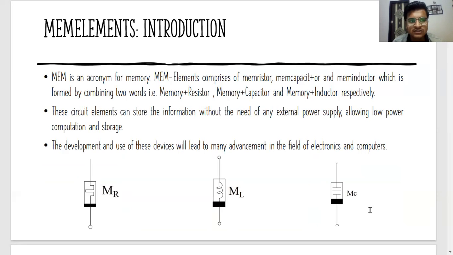Starting with the introduction. So what do we mean by mem elements? Mem elements is basically an acronym for memory. So any passive element that can store memory is a mem element. So like mem resistor, mem capacitor, and mem inductors are formed by combining the words memory plus resistor, memory plus capacitor, and memory plus inductor. So these are the elements that can store information without the need of any external power supply, allowing low computation and storage. So these are the symbols for all the three which we discussed in this presentation, which are mem resistor, mem inductor, and mem capacitor.